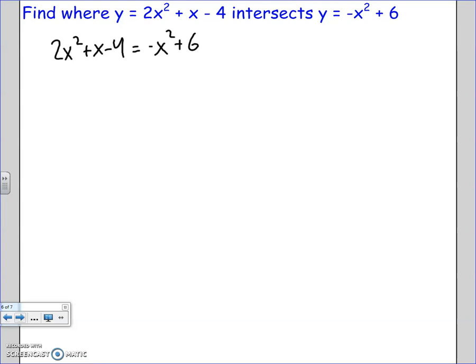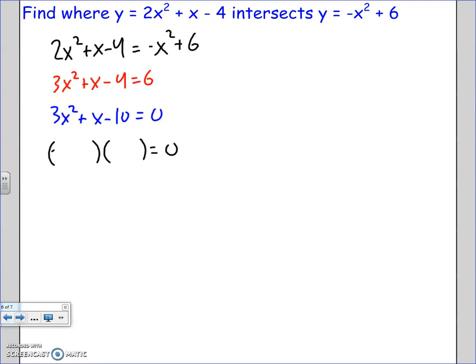Alright, I need it equals 0, so I'm going to move the x squared over by adding it. I move the 6 over by subtracting it. Just negative 10 equals 0. There's my quadratic equals 0. I can just solve by factoring or quadratic formula. Let's try factoring. 3 is prime, so there's only one guess for that. Let's do 3x and x.